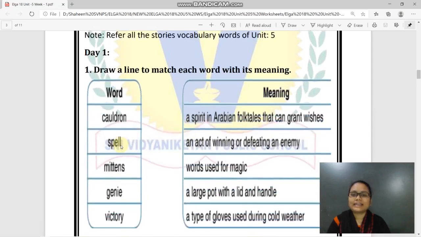So here we have day 1. Draw a line to match each word with its meaning. You can see children, a few words are given for you all and the meanings of these words are given here in the meaning section. You are supposed to find the meaning of every new word present over here with which strategy children? Yeah, good. It is by using LUPRC strategy. Once you find the meaning of a new word, see in the meaning section, identify the correct meaning of the word, then draw a line to match each word with its meaning children. This is how you are supposed to complete this section.